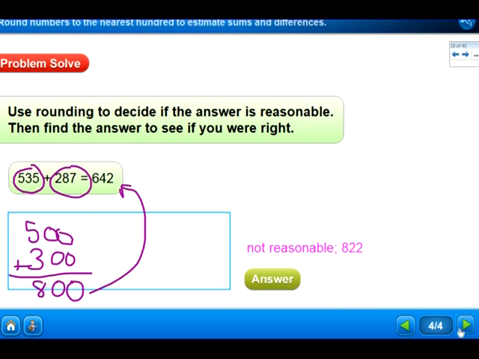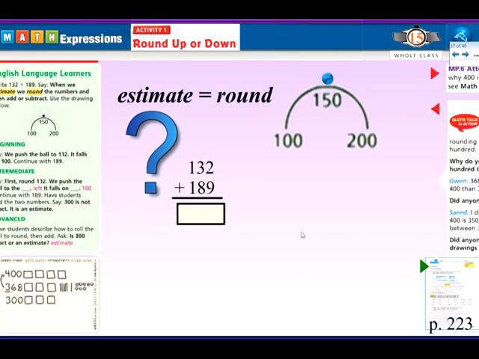A couple other things I wanted to show you is this rounding mountain. When we estimate, we round. The numbers then add or subtract. So estimate is rounding. Remember that question at the beginning? I wanted to show you that estimate does equal round. And what's the code word when we see it in a problem? About. About how much? So we need to find out about how much 132 plus 189 is.